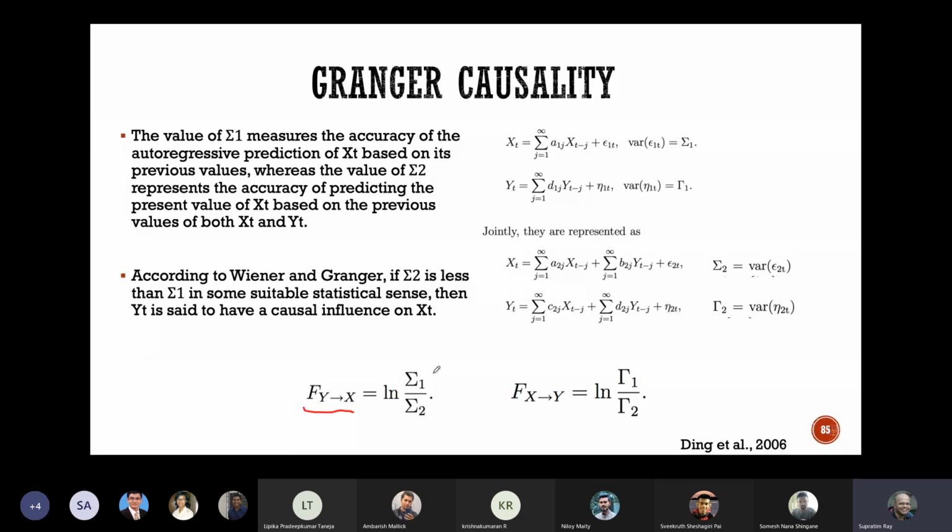So all you have done is you have set up a causal autoregressive model, and this is also an autoregressive model, but you are using past values of both x and y. And if this reduces, so that this is smaller than that, then you say y has some causal influence. So F of y given x in this case is ln of sigma 1 by sigma 2. If there is a big causal influence, then this is going to be much smaller than that, and this ln is going to be a big number. Okay, that's it. That's Granger causality in the time domain.